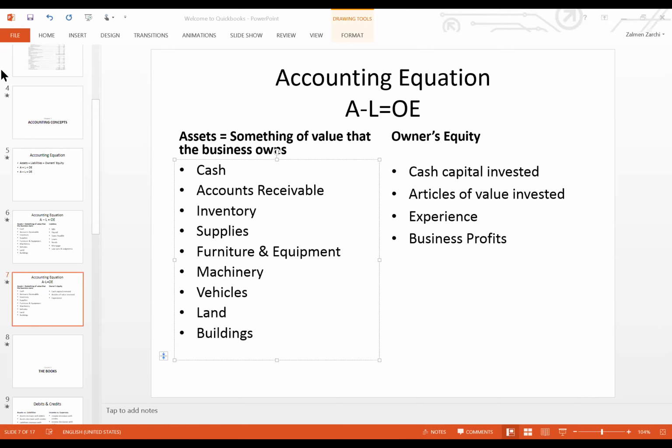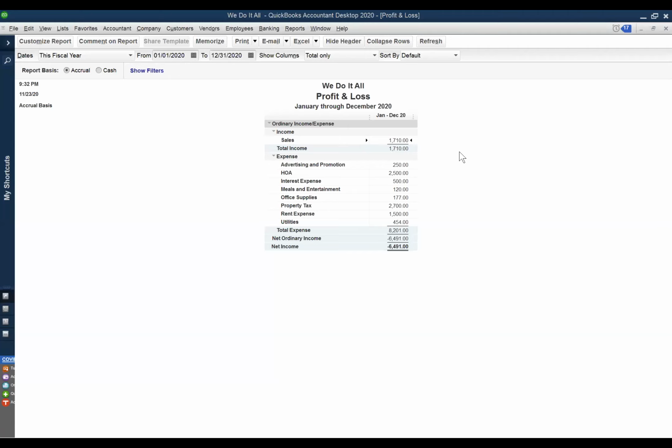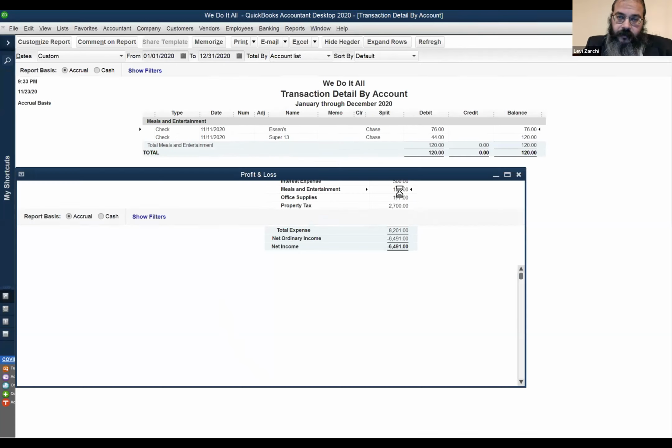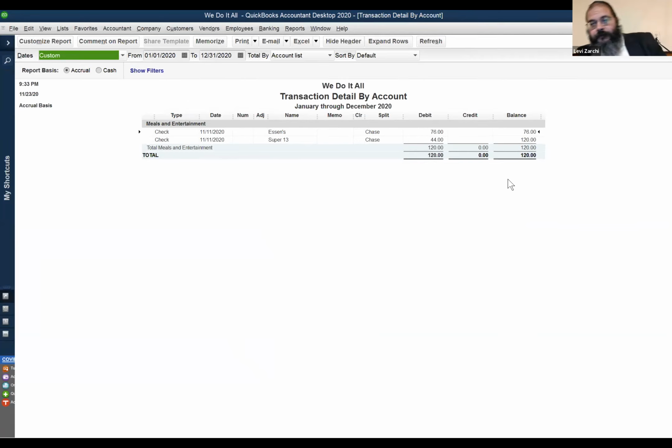Okay, so this fiscal year I ended with 6,197. I have like $7 more. So I'm on the profit and loss. Go down the list. Let's say meals and entertainment, you have 120? Yeah, by me I have 196. Then you have 76 and 44. What did you put in?